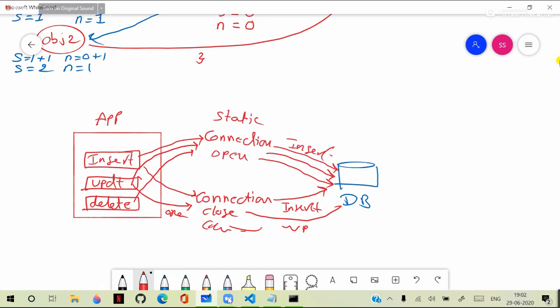So, what is a reactive approach, Mr. Anil? What do you mean by reactive approach? What is a reactive approach?